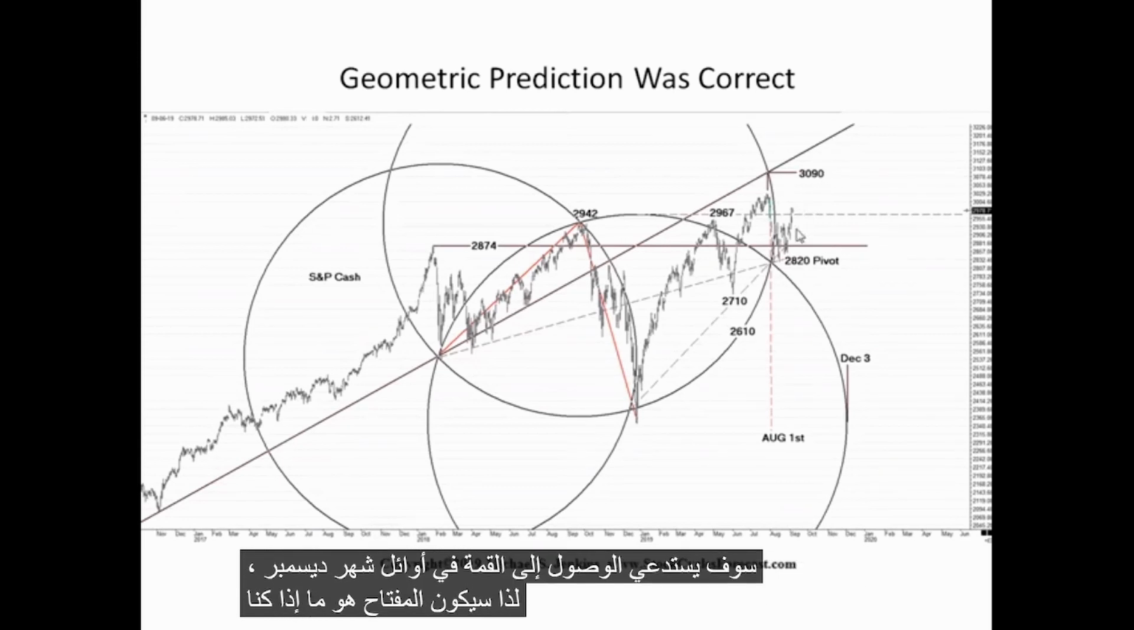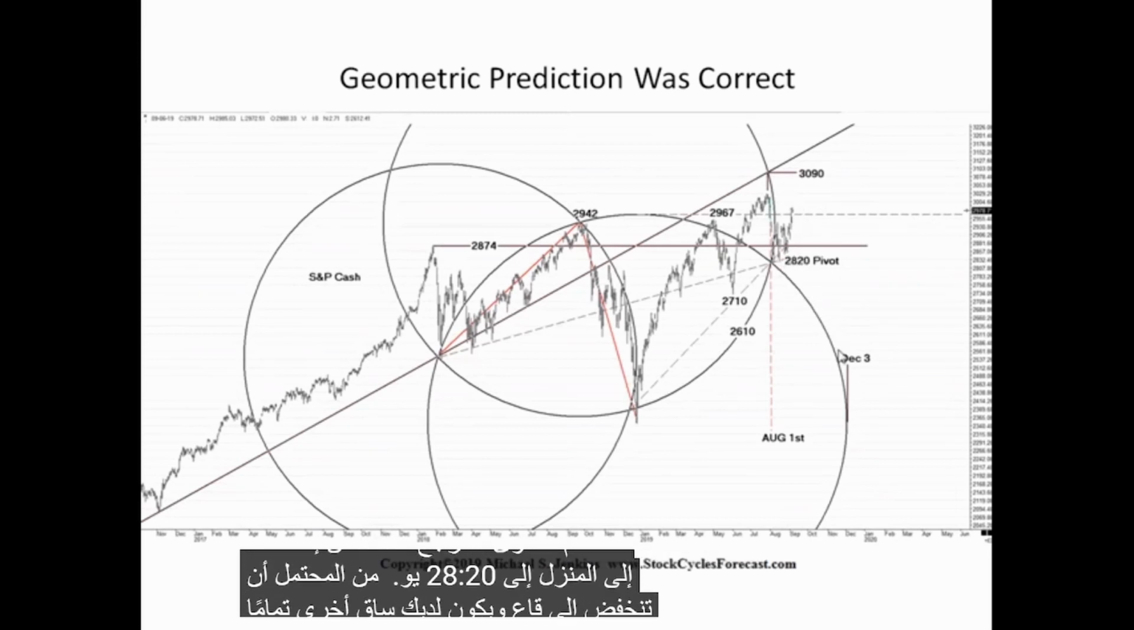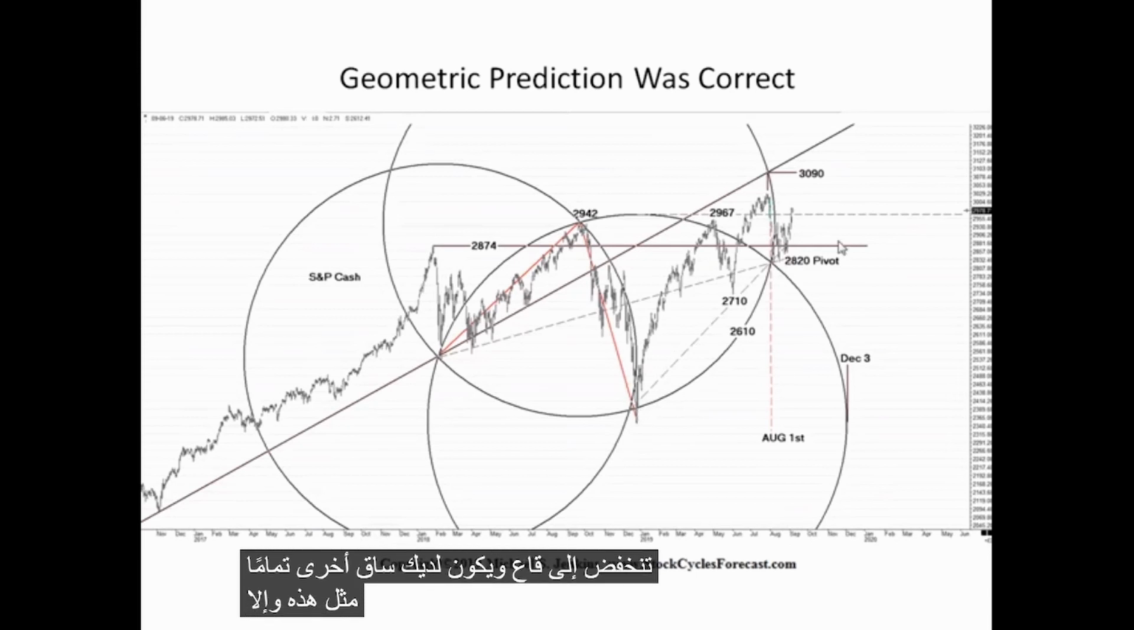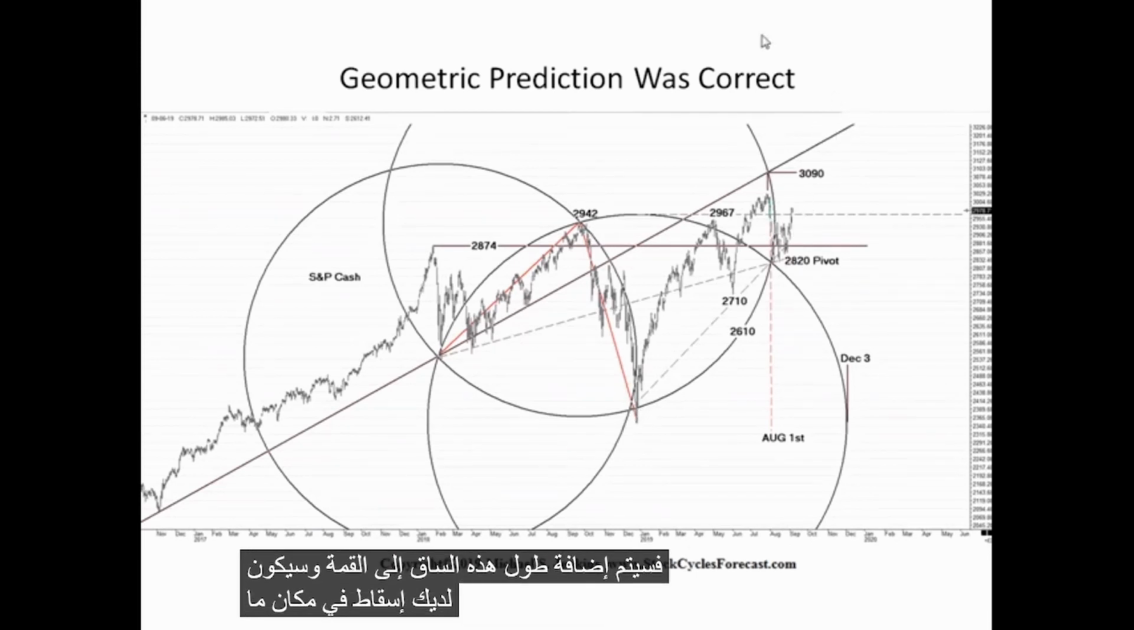So the key will be whether or not we break a swing low. If you ever go back under 2820, you're likely going to go down to a low and have another leg just like this. Otherwise, the length of this leg will be added to the top, and you'll have a projection somewhere right up in there.